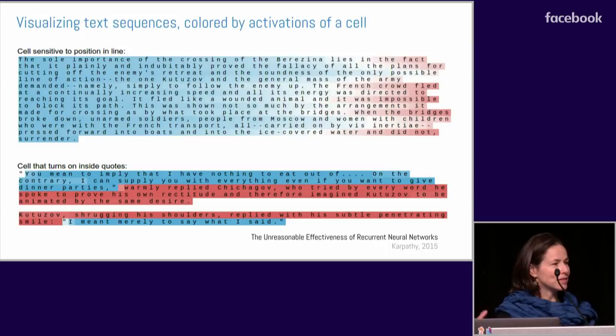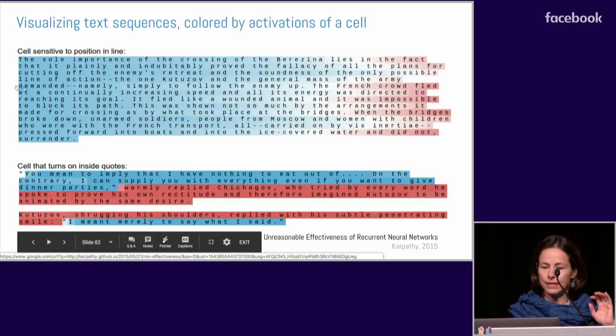They don't give you any pattern that makes sense. But some of them, I think it was around 5% of them, did. So here's a couple of examples of those. The top one, this one here that looks like a gradient, is a cell that's sensitive to position in line, in the line of text.